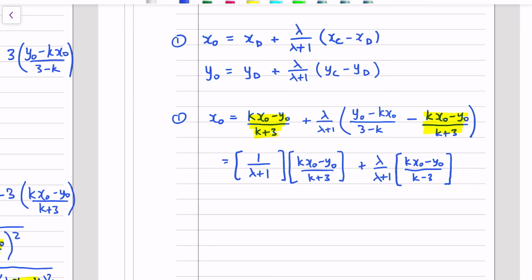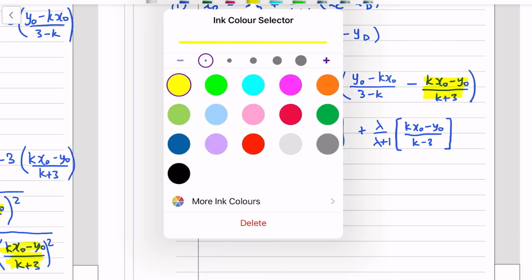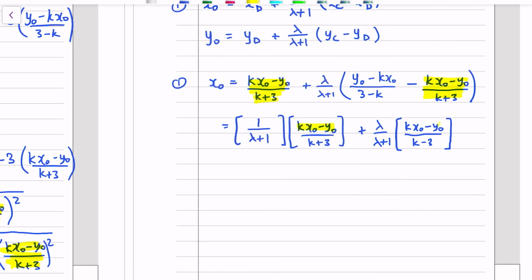And then we've got a common factor here. This term appears in both the terms, and so does the lambda plus 1, so we can factor that out. And then the remaining bracket is 1 over k plus 3 plus lambda over k minus 3. So that's x naught.